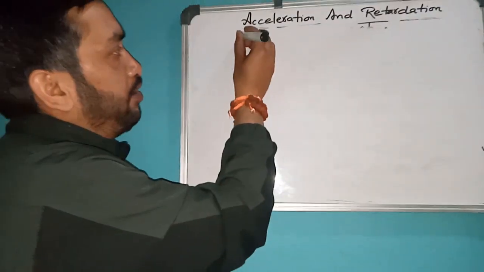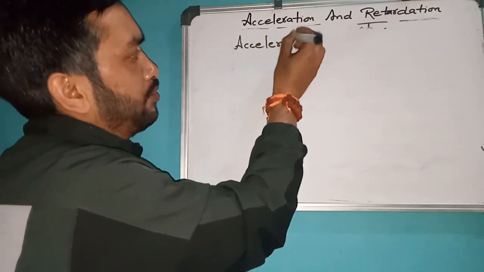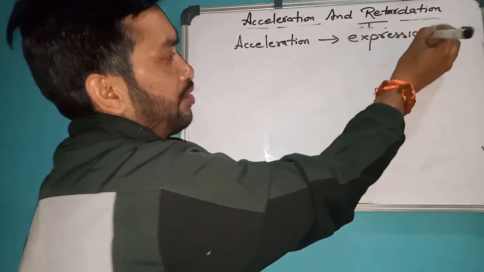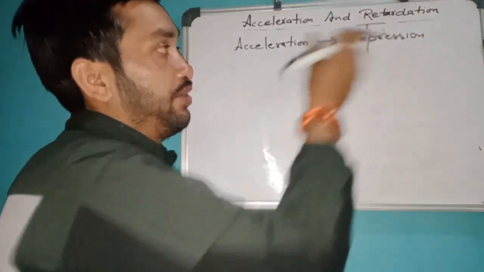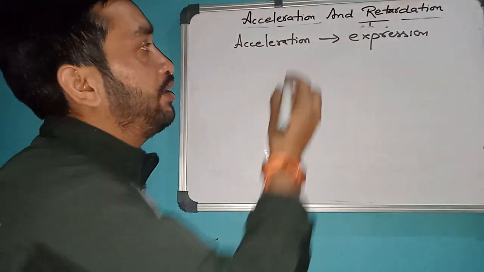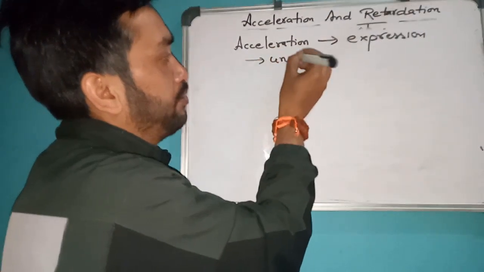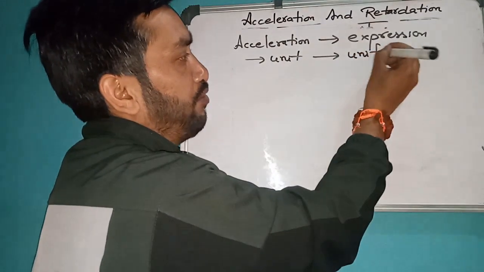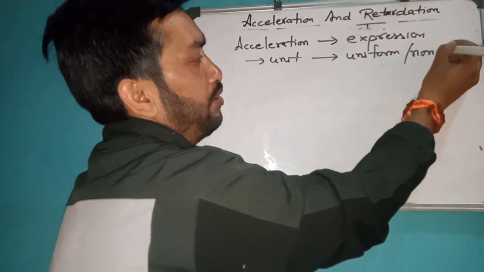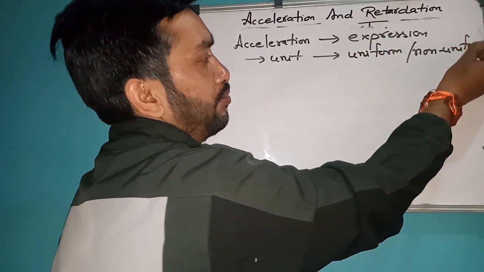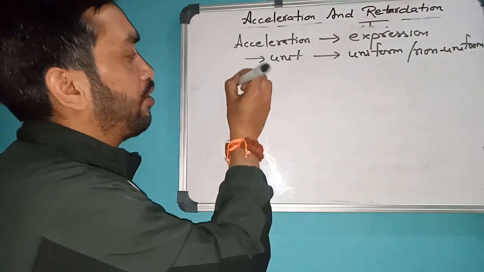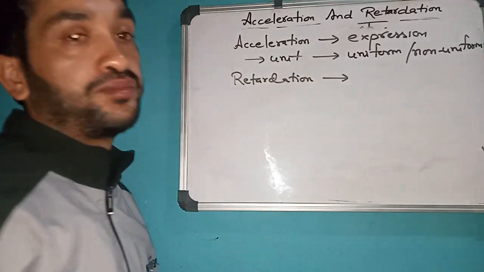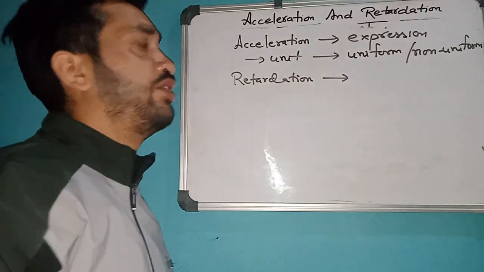First we studied acceleration, then we took out its expression. Here we studied the definition, then we got the expression A equals V minus U by T. Then we took out its unit. Then types of acceleration: it can be uniform, it can be non-uniform. After this we went to retardation. The theoretical definition of retardation that we studied is that negative acceleration is called retardation.